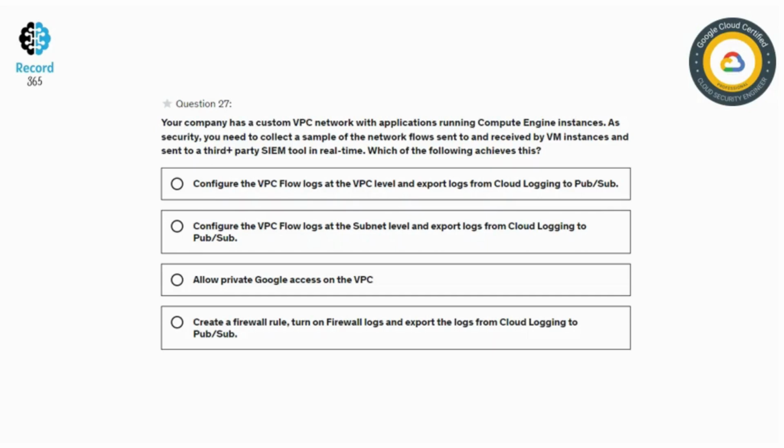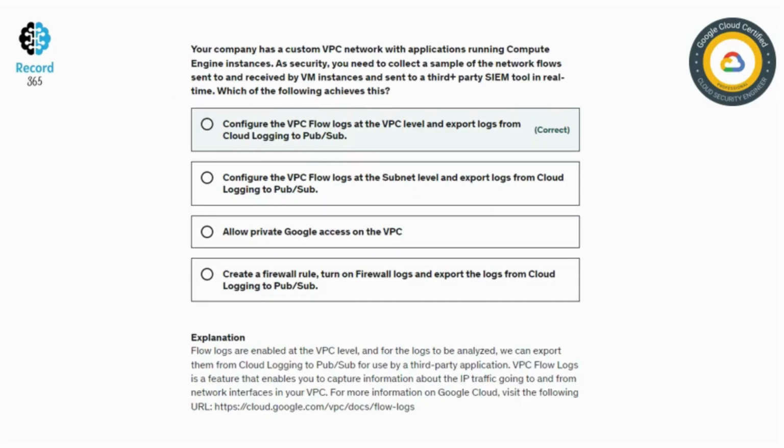So the right answer is: configure the VPC flow logs at the VPC level and export the logs from Cloud Logging to Pub/Sub. The explanation is that flow logs are enabled at the VPC level, and for the logs to be analyzed, we can export them from Cloud Logging to Pub/Sub for use by third-party applications. VPC flow logs is a feature that enables you to capture information about the IP traffic going to or from the network interface in your VPC.